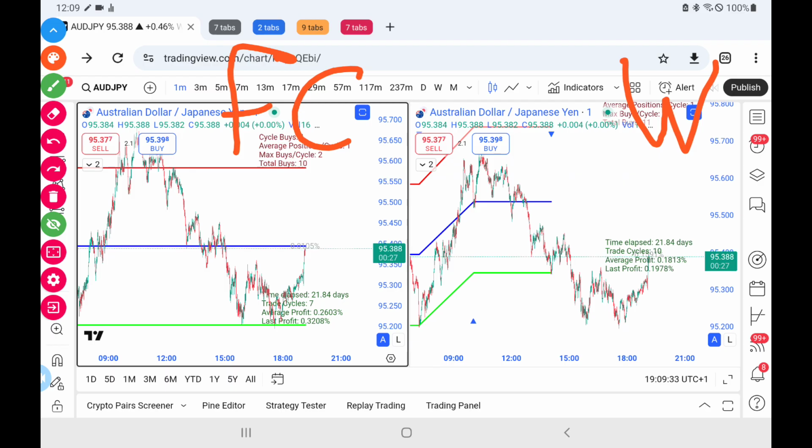Now here we see the real first major difference between the two methodologies. The full candle has 7 completed trade cycles, but the wick has 10 completed trade cycles. The average profit of the full candle is 26 pips, but the average profit of the wick is 18 pips. The last profit of the full candle was 32 pips, but the last profit of the wick was 19 pips.